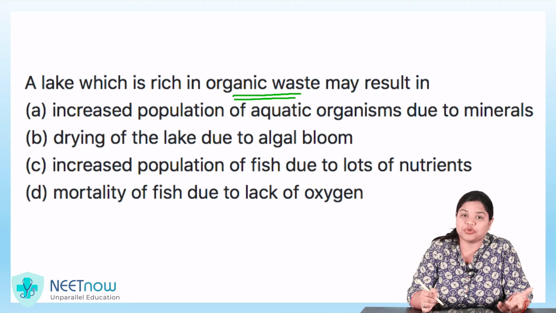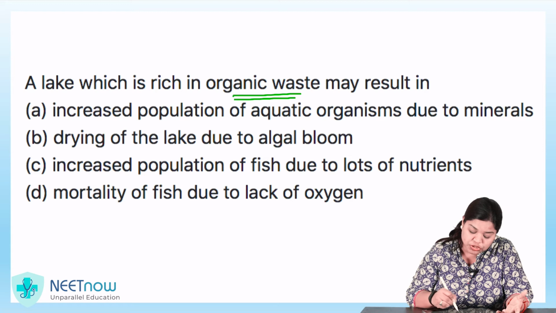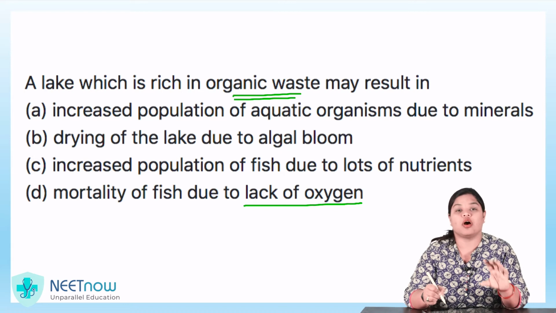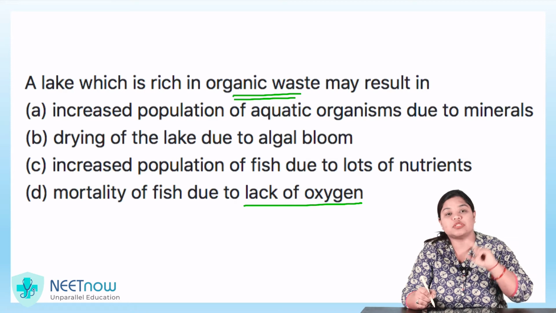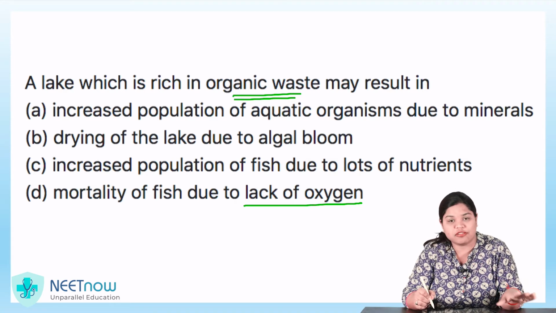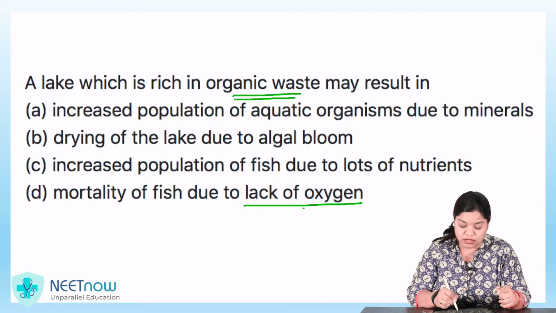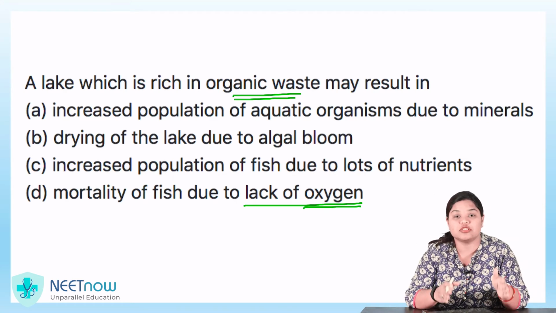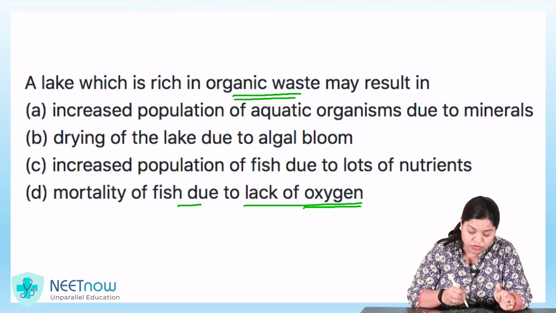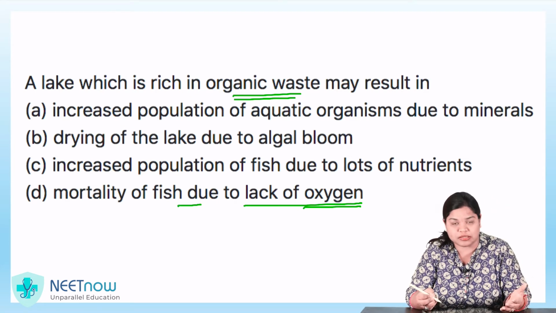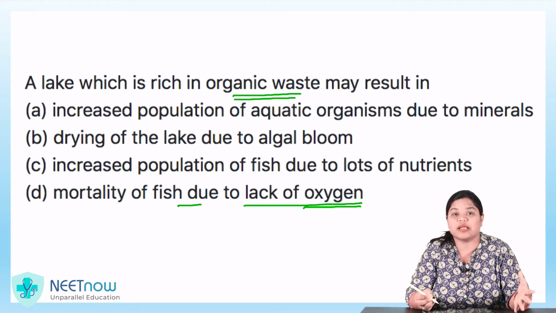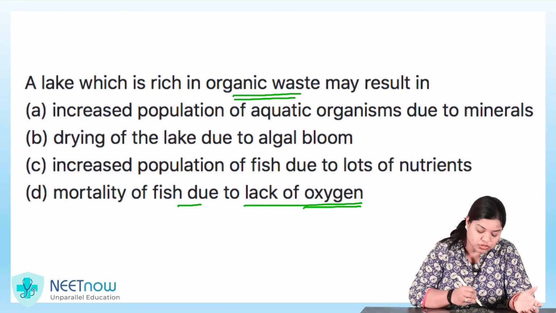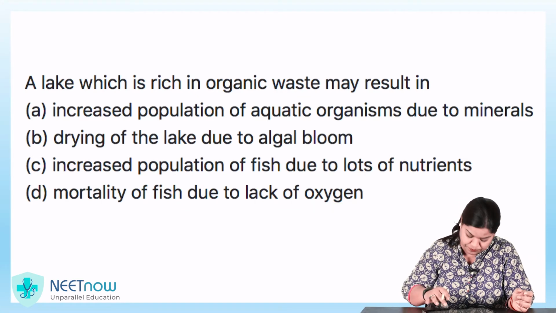Drying of the lake due to algal bloom, increased population of fish due to lots of nutrients, mortality of fish due to lack of oxygen. Organic waste is present over there, so the decomposers will work extra hard to nullify that. That will result in the depletion of dissolved oxygen, and hence the fish will die. Mortality means death, right? So the fish will die because more and more of the oxygen will be used in decomposing the organic waste present over there. So your correct option becomes option D.